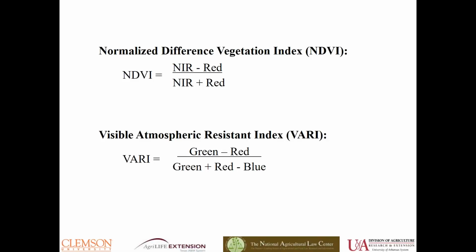Just to highlight two indices, the most common index is the Normalized Difference Vegetation Index, or NDVI, which compares two reflected bands, near-infrared and red, using this formula: near-infrared minus red divided by near-infrared plus red. The second example is the VARI index, which stands for Visible Atmospheric Resistant Index. This index uses three bands: red, green, and blue. We will come back to these two indices in a few minutes.